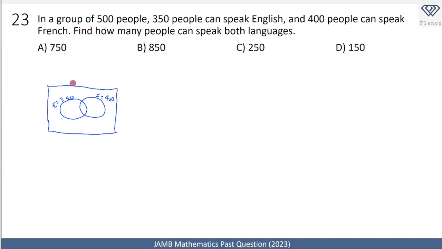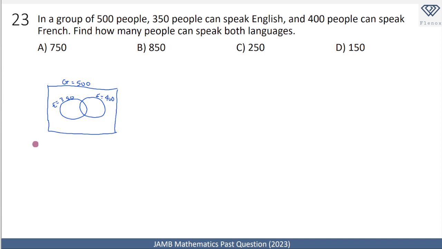And the total number in the group is 500 people in general. Now, if you add the number of English speakers and the number of French speakers directly, 350 plus 400, you get 750, which is definitely more than 500. So why is that the case? It's because these 350 represent those that speak English alone and those that speak English and French. Same thing with the French: these 400 represent those that speak French alone and those that speak French and English, which is in this box.